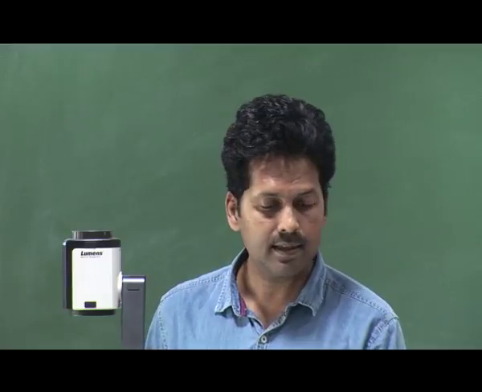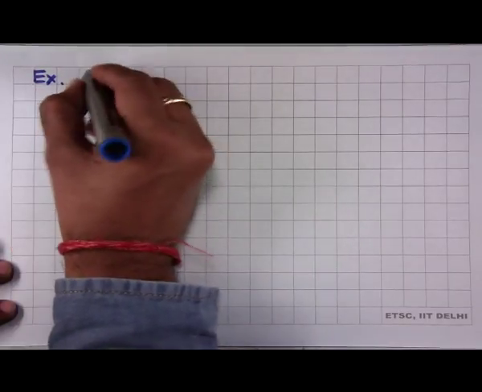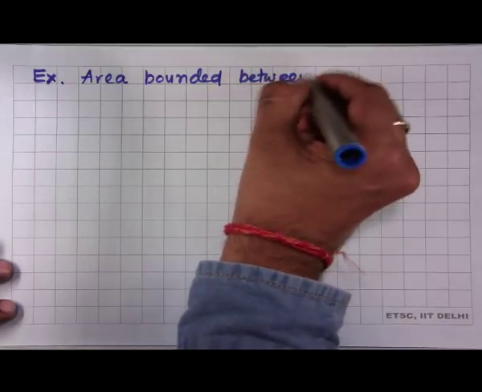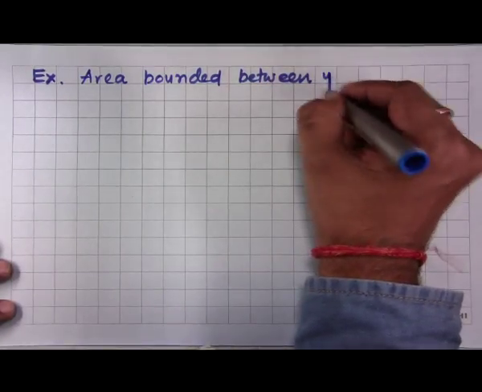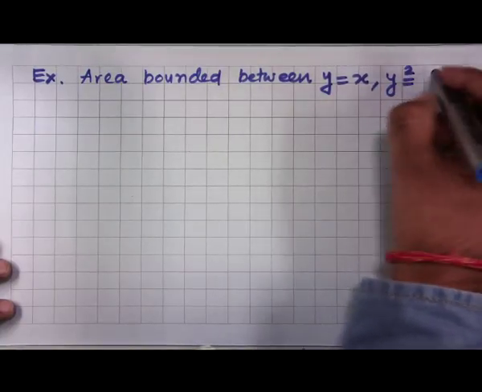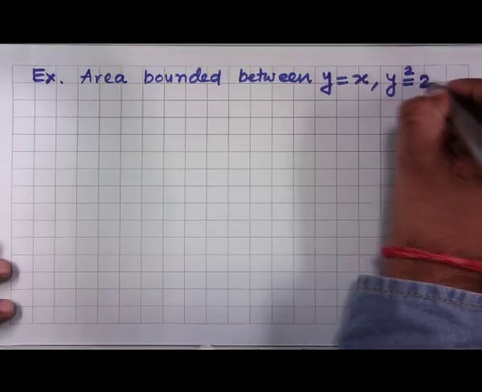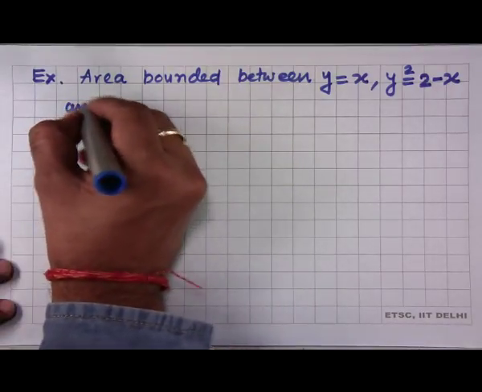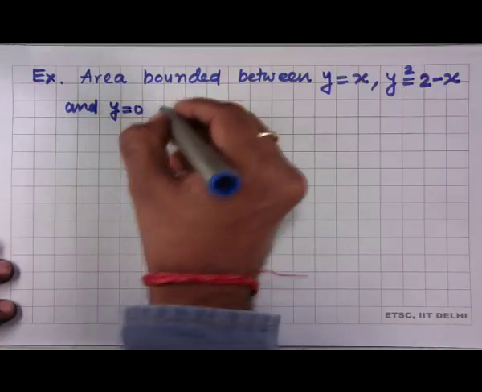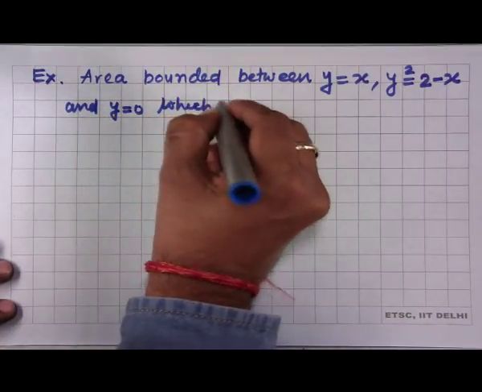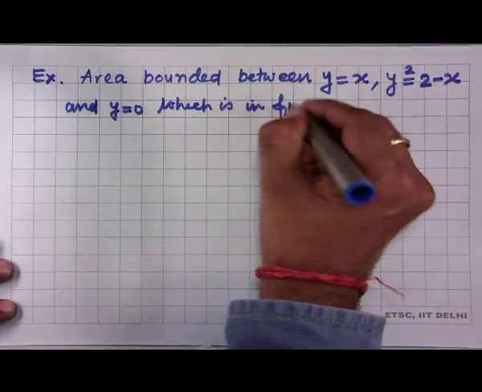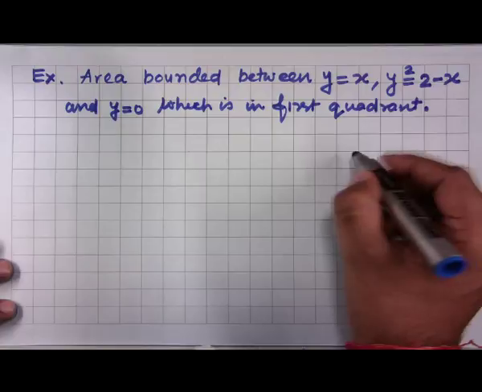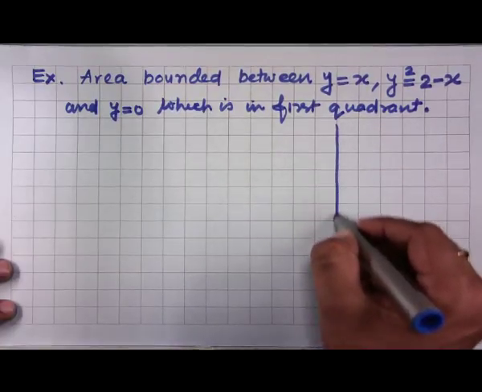Let us take another example, and the example is the area bounded between y equals to x, y square equals to 2 minus x and y equals to 0, which is in the first quadrant. So, let us draw it.